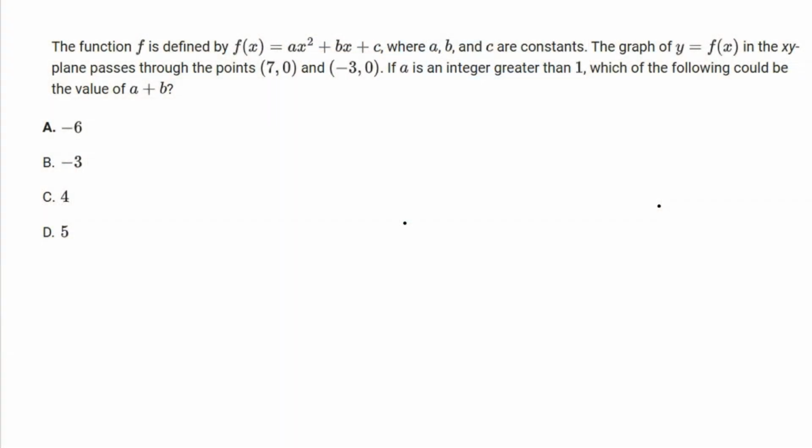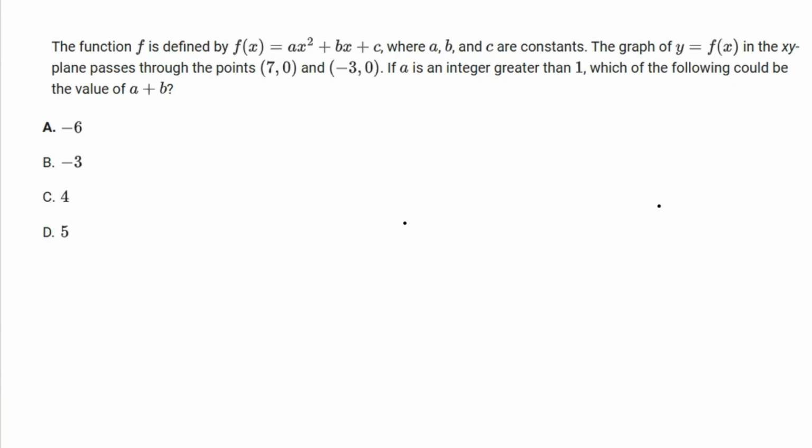Let's go ahead and read it. The function f is defined by f of x equals ax squared plus bx plus c. So that's our standard parabola form, where a, b, and c are constants. The graph y equals f of x in the xy plane passes through the points (7, 0) and (-3, 0). If a is an integer greater than 1, which of the following could be the value of a plus b? So let's go ahead and write this out.